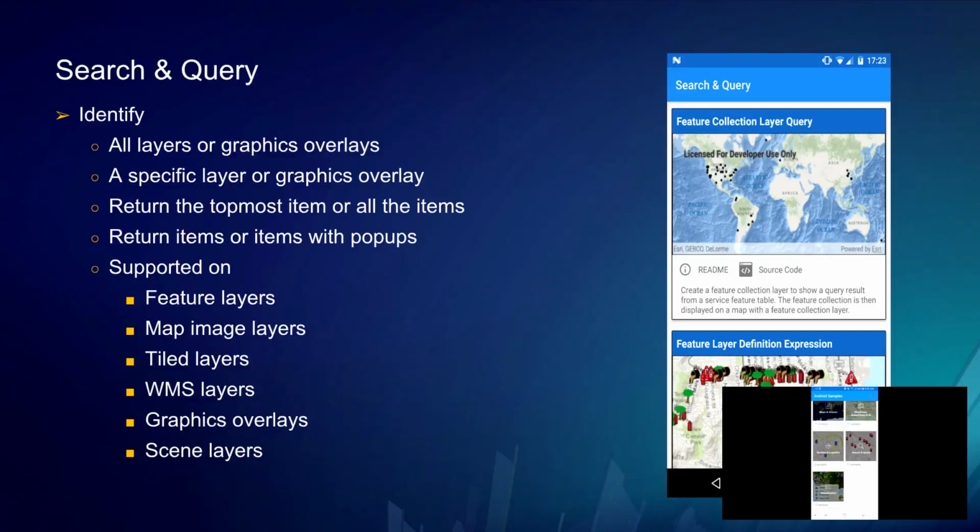You can identify all the layers in the map or in a scene, or you can specify only a few layers or some graphics overlay in your map or scene. When you return the data, you can specify that you only return the topmost item, or a certain number of items from the result. Or you can also create a pop-up for some of the items and return the pop-up with the items. And that's a list of the layers we already support for the identify operation.